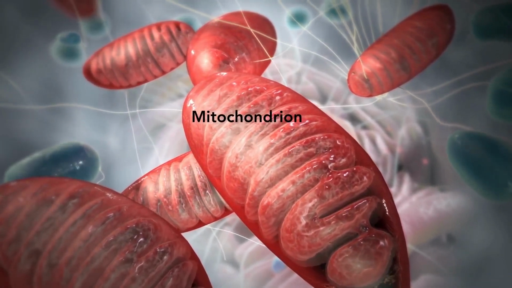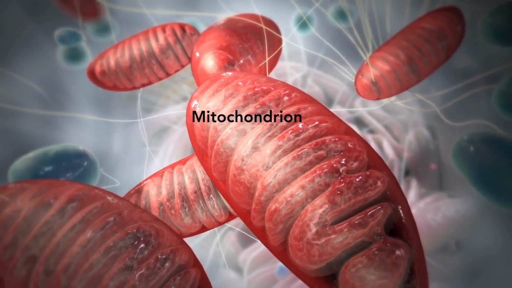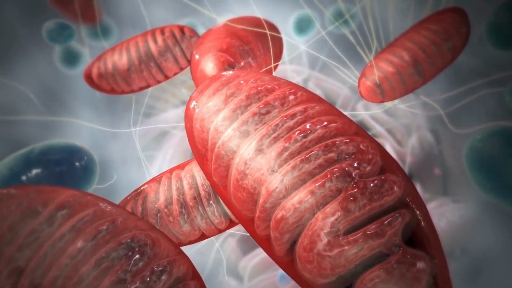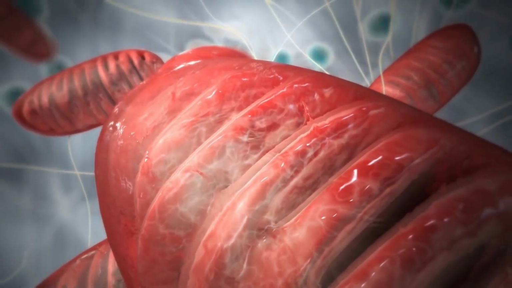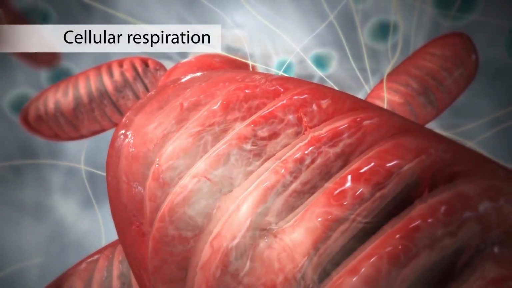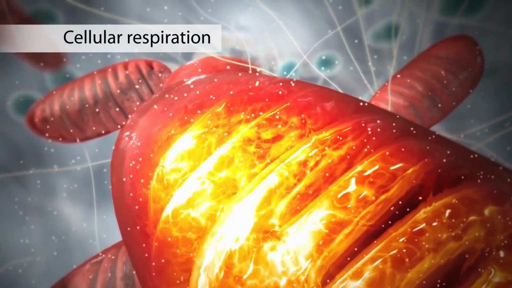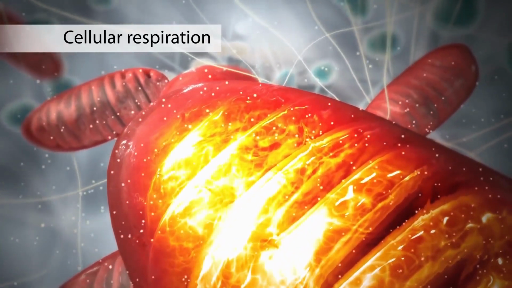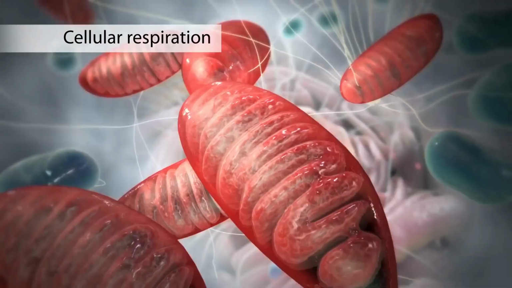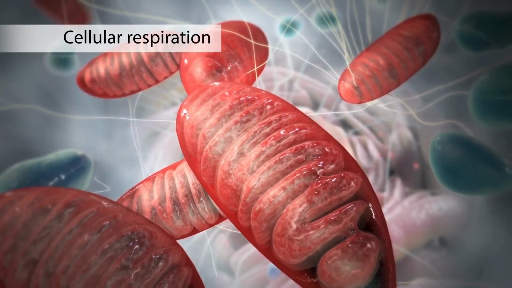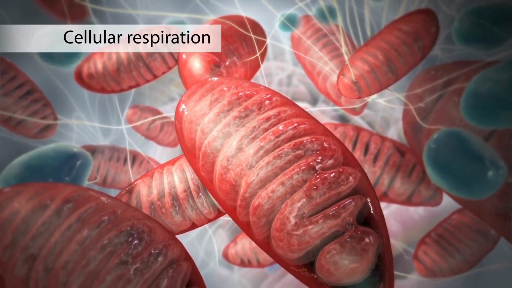The mitochondrion is an organelle that is the powerhouse for both animal and plant cells. During a process called cellular respiration, the mitochondria make ATP molecules that provide the energy for all the cell's activities. Cells that need more energy have more mitochondria.